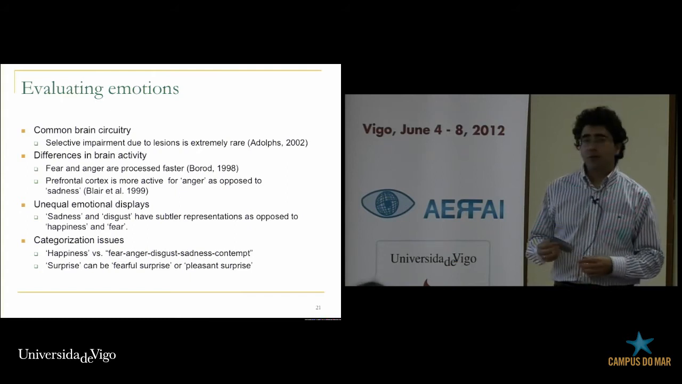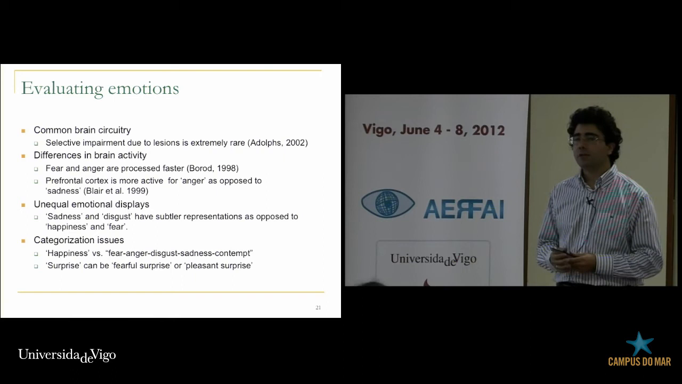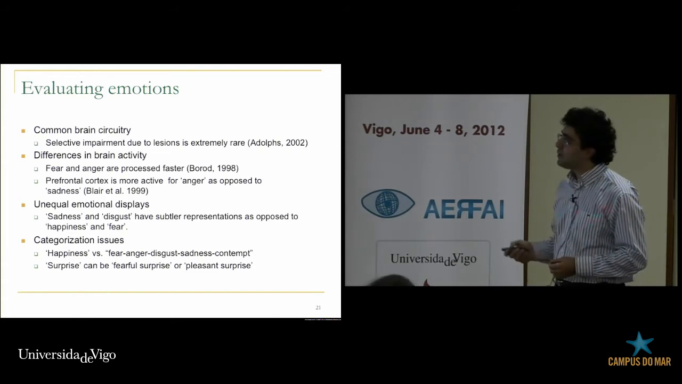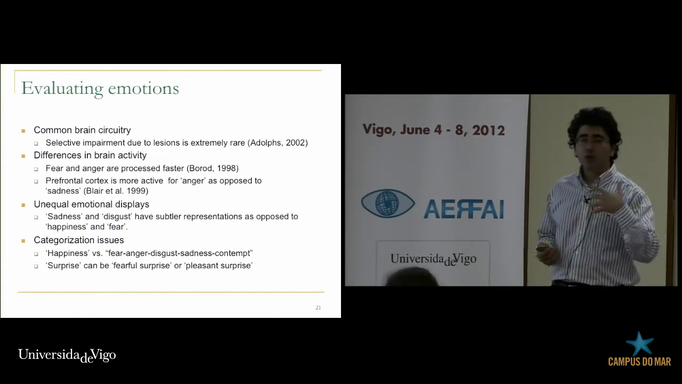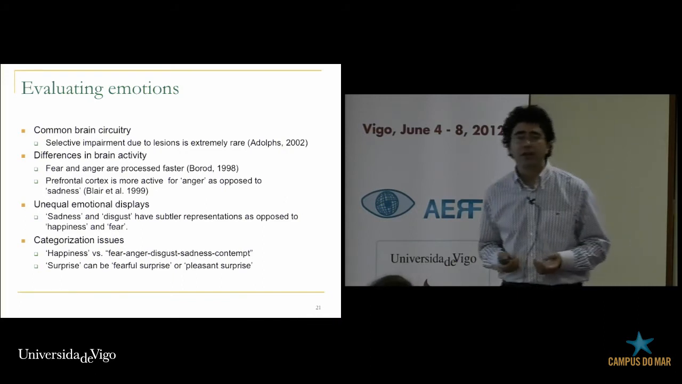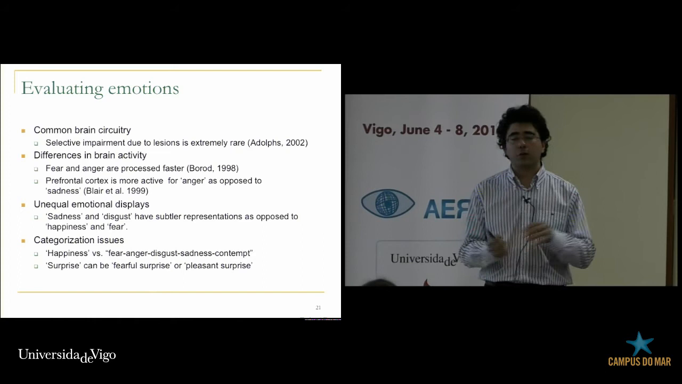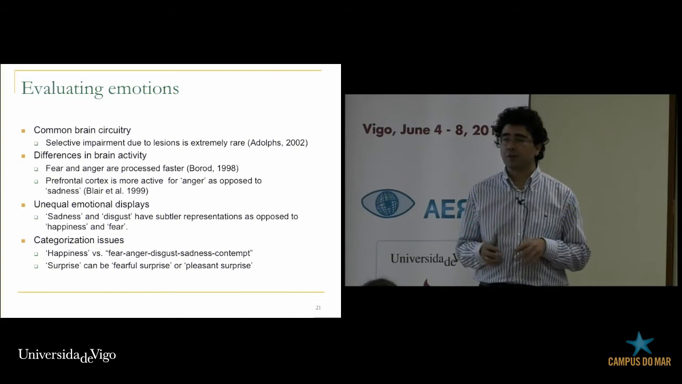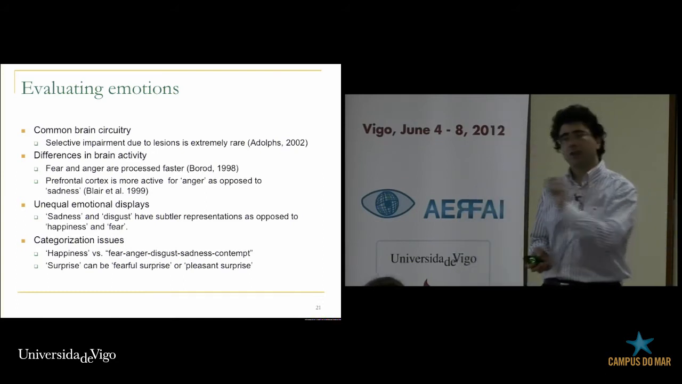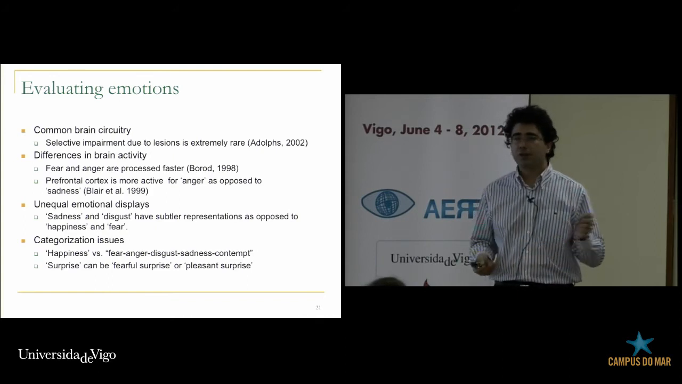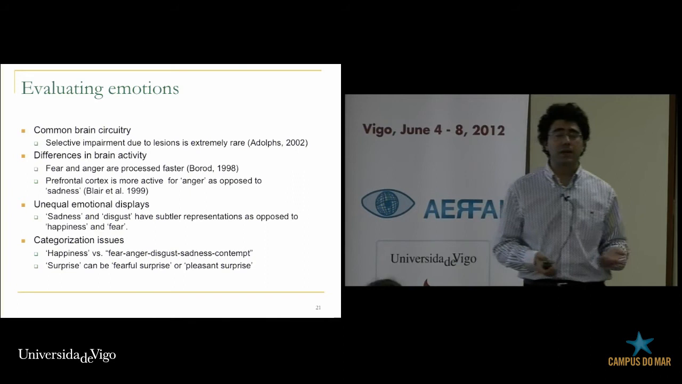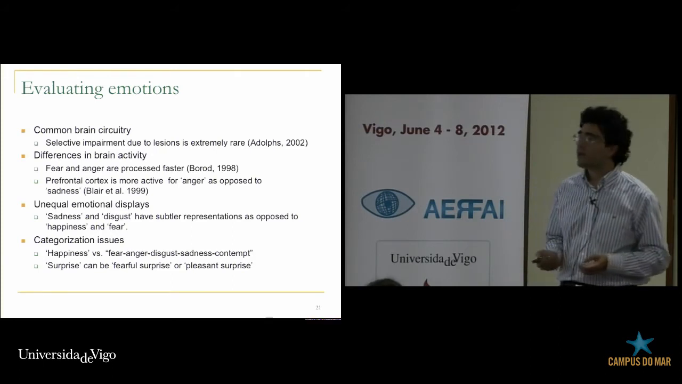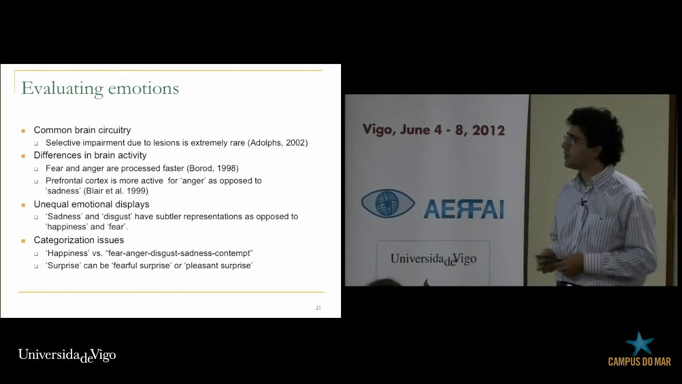We find some of the distinctions between emotions, or some of the commonalities in emotional expressions, also in the brain circuitry. For instance, selective impairment of emotional perception due to lesions is extremely rare. That means there is probably a single brain area, or let's say a few areas in the brain that process emotional expressions. So you don't have one area for happiness and another area for sadness, because if I damage your sadness area, then you would do well in recognizing happiness expressions, but not well in sadness expressions. Since this is extremely rare, we can deduce that there is some sort of common circuitry.